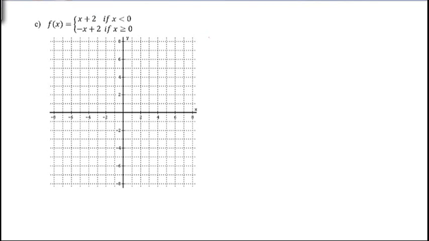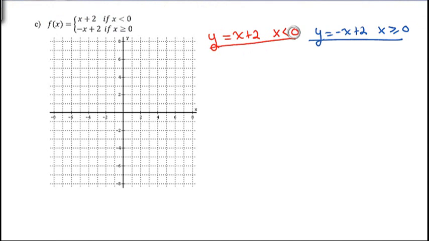Okay, so we're going to graph the 2 lines, y equals x plus 2. And we're going to graph that piece for x is less than 0. And we also have y equals negative x plus 2, and that piece is for x is greater than or equal to 0. So we need 2 points for each of these. Remember to put this point in to both of them.